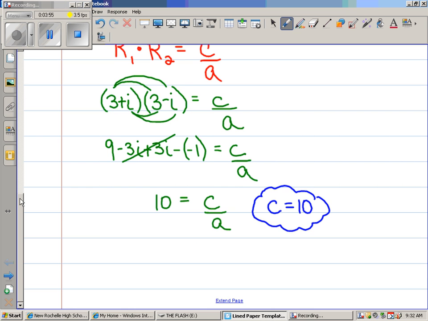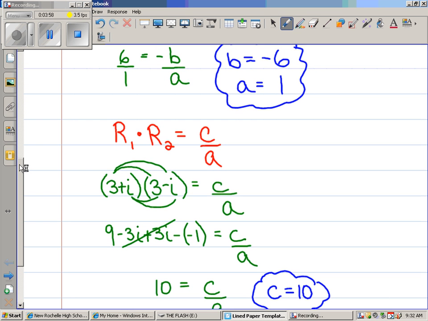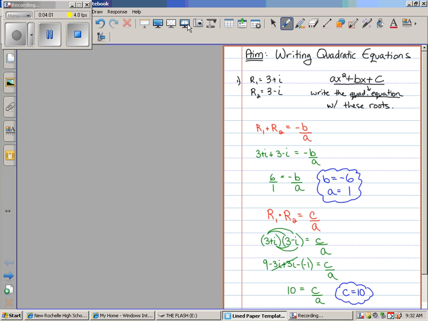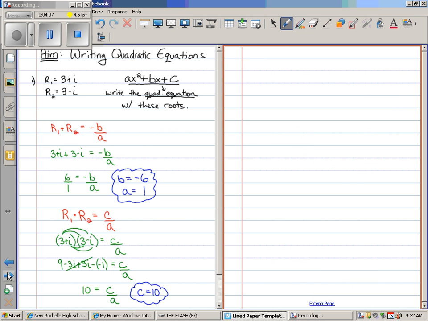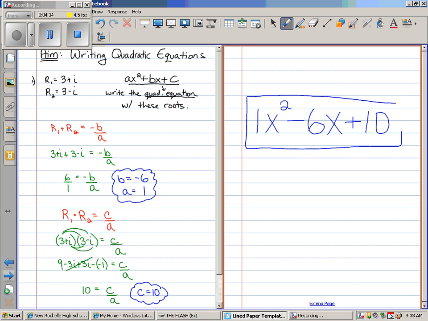So I only bubbled in these letters because this is important stuff. Let me go big screen for a second. So here we go. a is 1, b is negative 6, c is 10. What's the equation I'm looking for? 1x squared. Now how much was b? Minus 6x. How much was c? Plus 10. That's the final answer that I'm looking for. Is that hard? Okay.